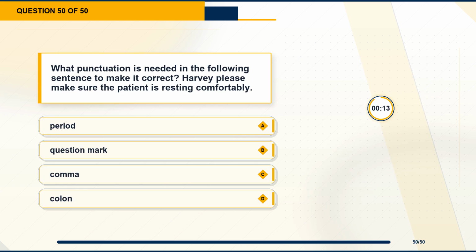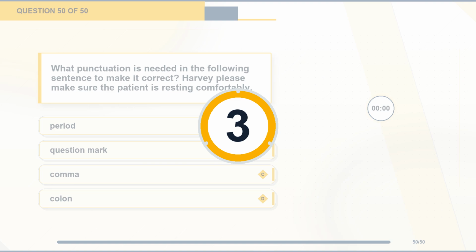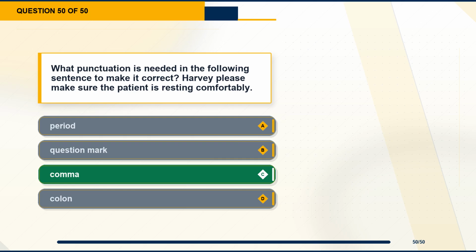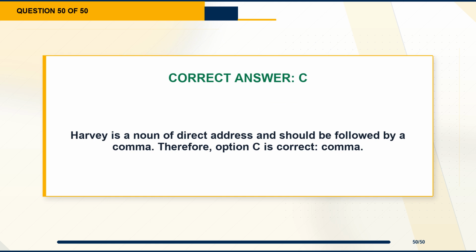Question 50. What punctuation is needed in the following sentence to make it correct? Harvey, please make sure the patient is resting comfortably. Option A, period. Option B, question mark. Option C, comma. Option D, colon. The correct answer is option C, comma. Explanation. Harvey is a noun of direct address and should be followed by a comma. Therefore, option C is correct, comma.